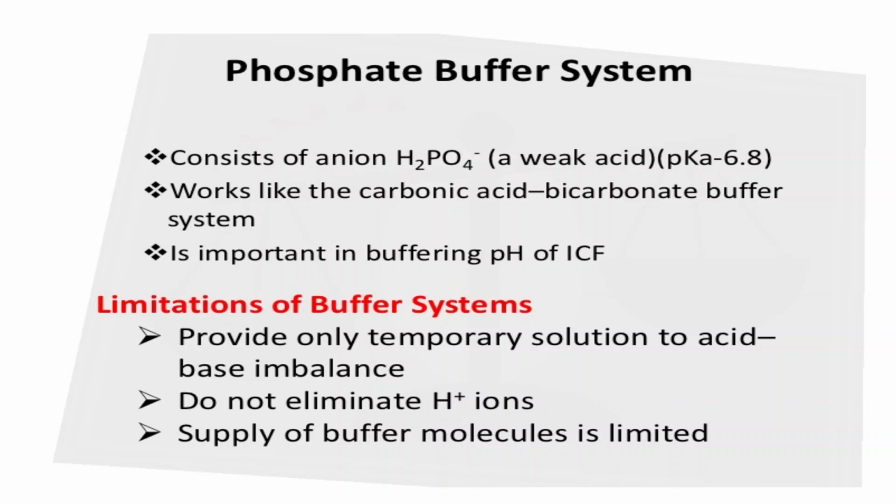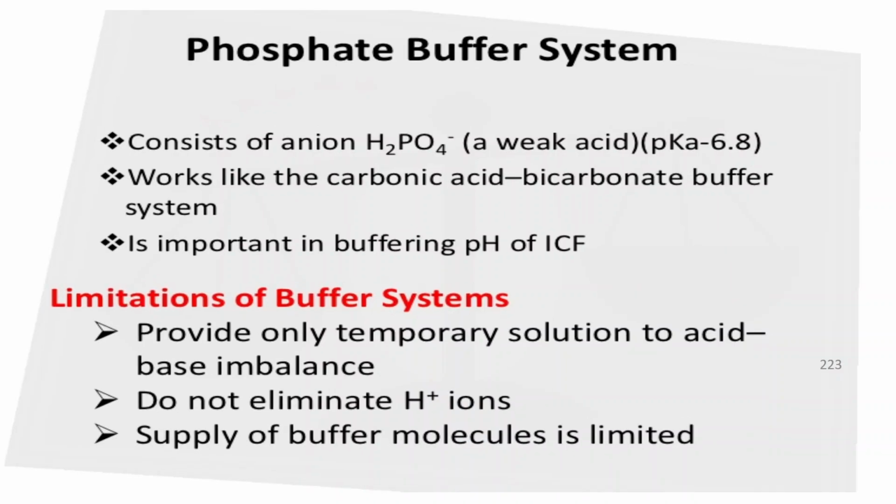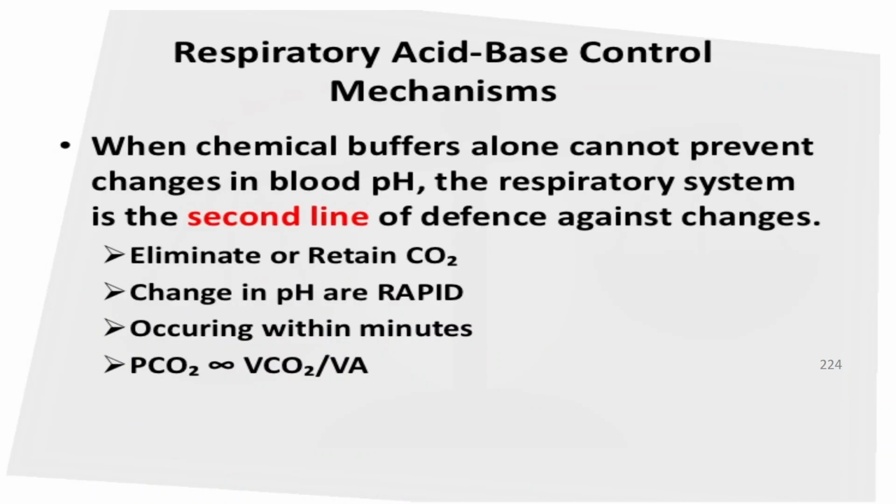Suppose the hemoglobin buffer mechanism is not sufficient, then the phosphate buffer mechanism can come into the picture, or maybe at times it could be simultaneous. Now, the next is the respiratory acid-base control mechanism. The respiratory acid-base control mechanism is the same pH hemoglobin mechanism. It can be made more potent, more enhanced by regulating the respiration.